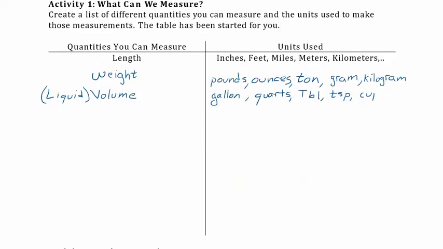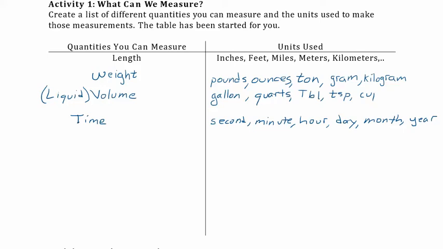Did you come up with time? That's something that we measure. Running out of time. How do we measure time? What are some units of measurement for time? Well, we could start with a small unit of measurement like a second. And then we could go to minutes, hours, days, months, years. Right? These are all measurements of time.